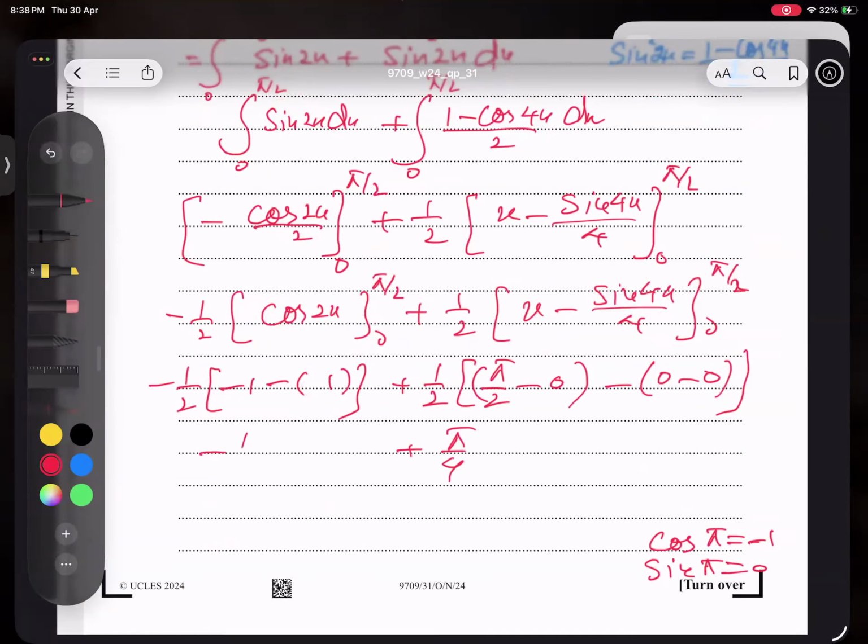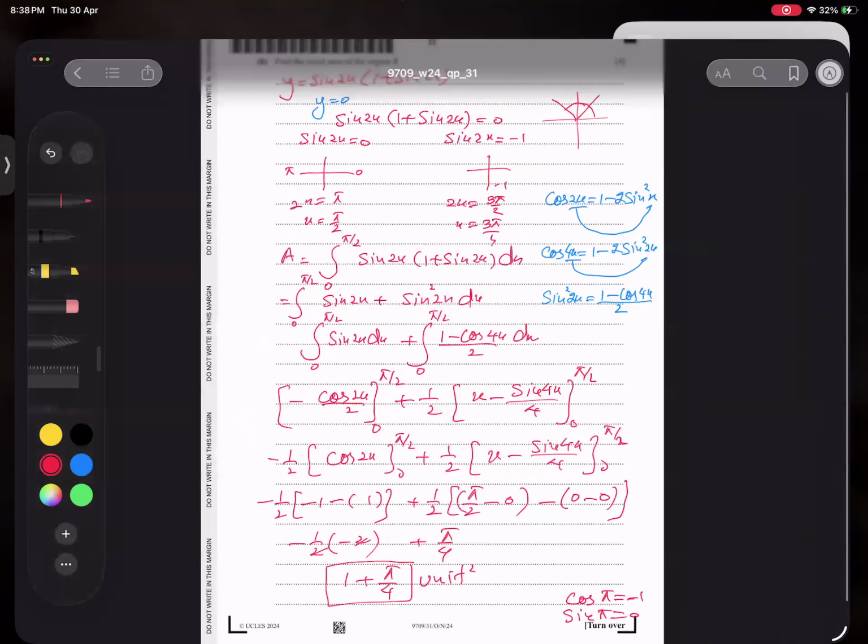Okay, student, this negative half outside, inside I got a -2. And negative and positive 2 cancel. I got a 1 from here. So 1 plus pi by 4 units square, we got an area. I hope the concept of the question is completely clear.